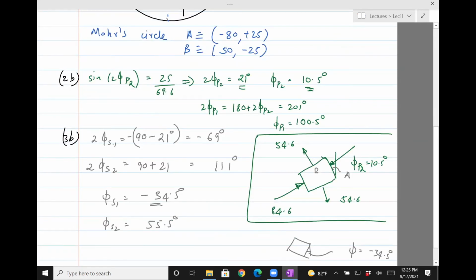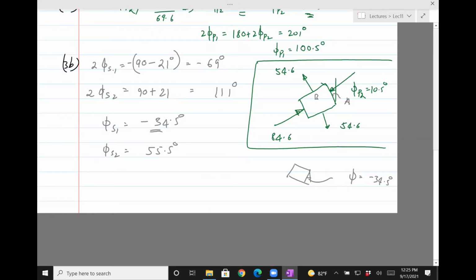So let's see. A positive shear stress on the Mohr circle corresponds to a negative shear stress on the cube. So what we need to do is draw the negative shear stress here. So on face A, we'll have a negative shear stress. And there'll be a complement as shown.